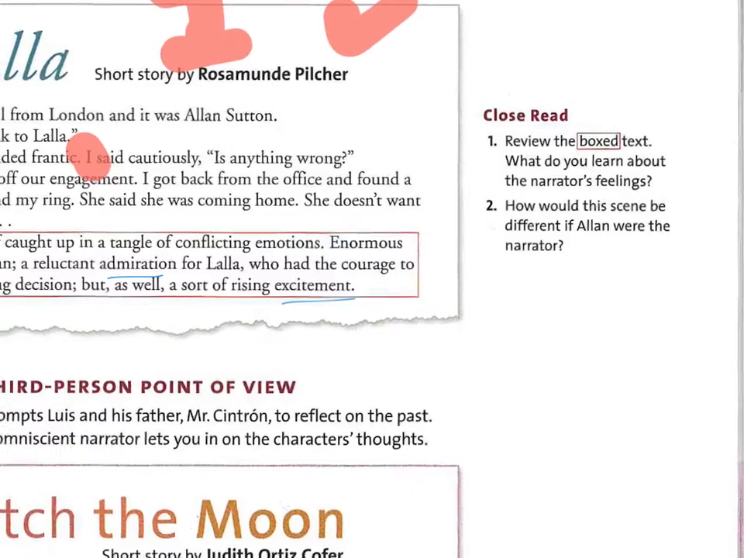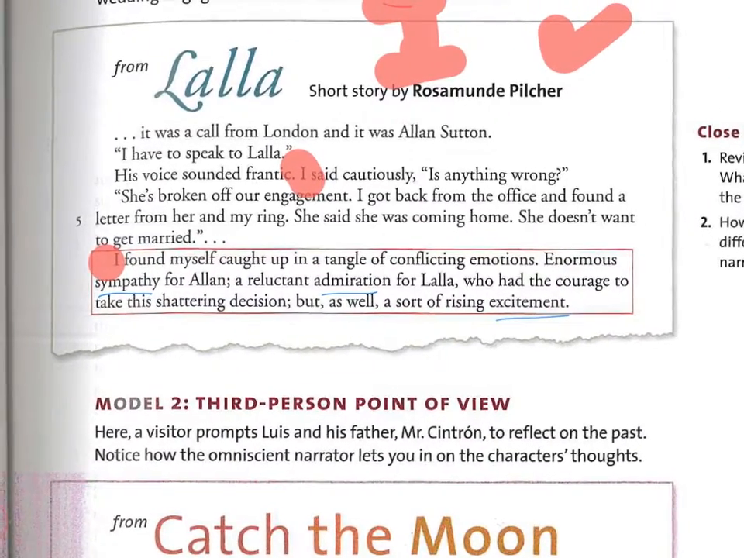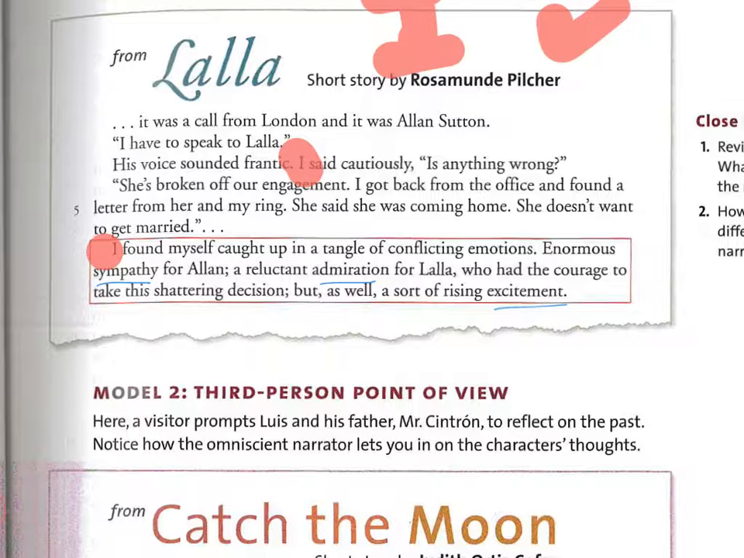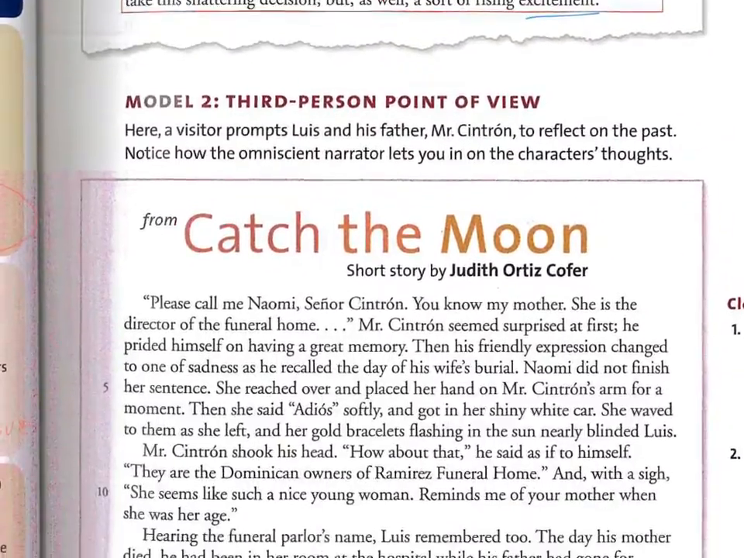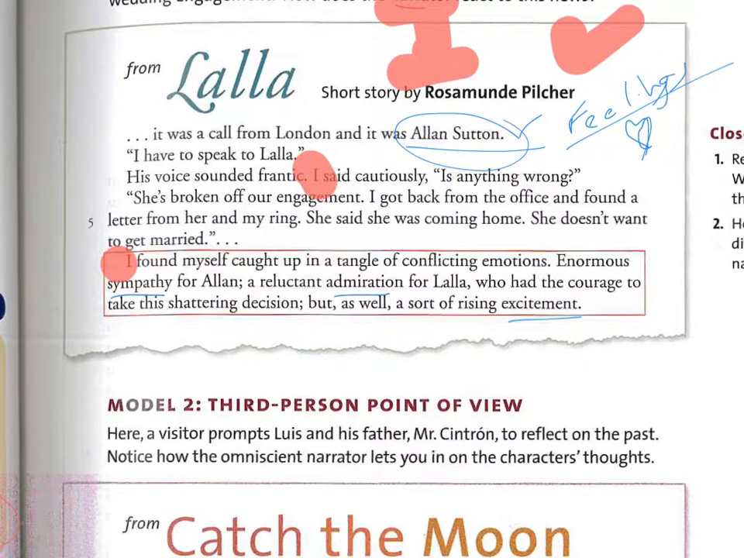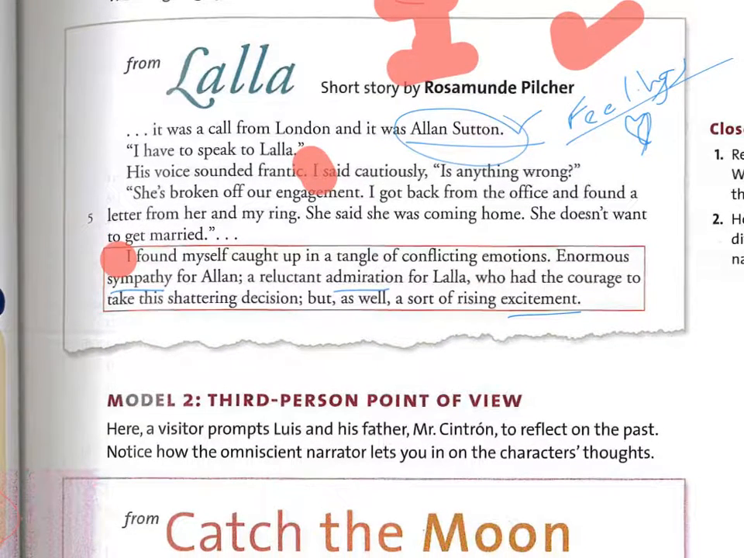How would this scene be different if Alan were the narrator? So Alan, the man who just had his fiancée break up with him, if he were telling the story, it would be quite different, right? We would hear more about his feelings, his thoughts, what's going on in his heart, which is broken, right? Okay. Make sure you've written your answers down. Let's move on. And annotate it. How do we know it's first person? I.